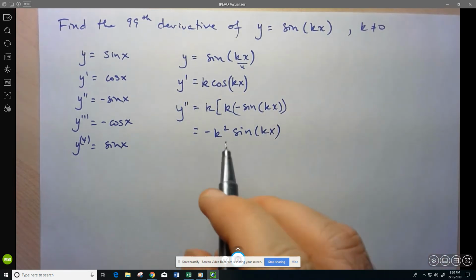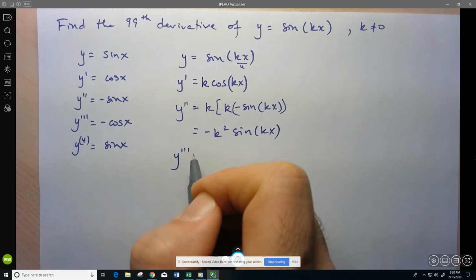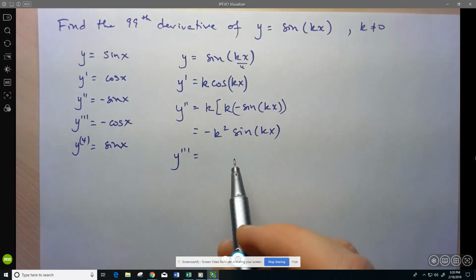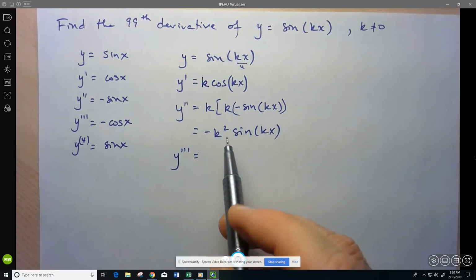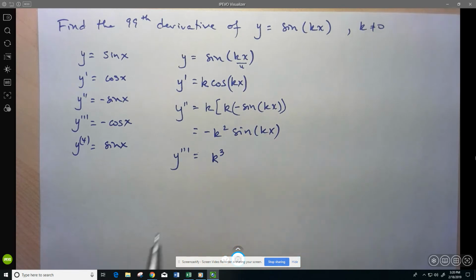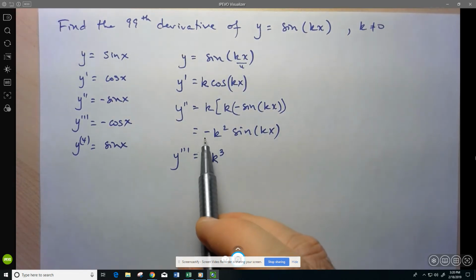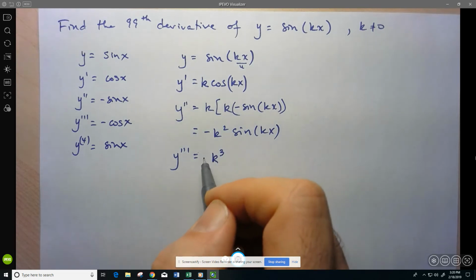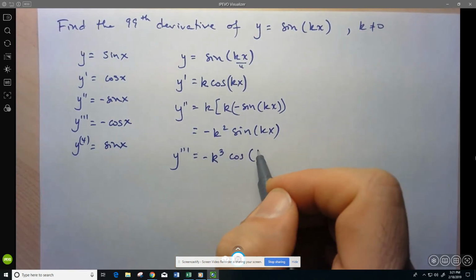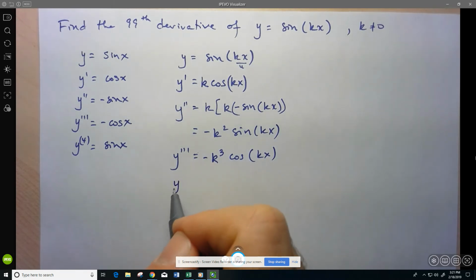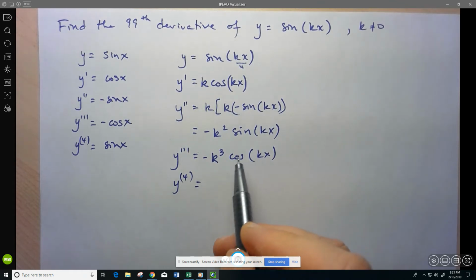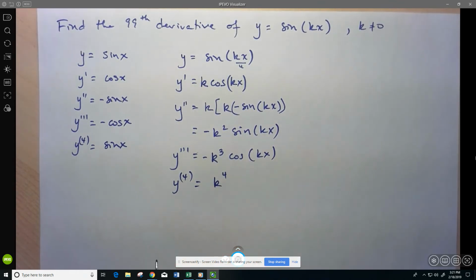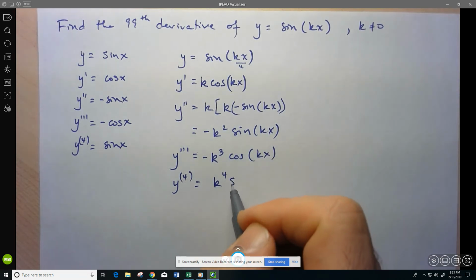And hopefully you're starting to see the pattern, because now when I take the third derivative, what starts to happen is, again, when I take that derivative of the inside function, I'm going to get another k factor, so k cubed, okay? The derivative of negative sine is going to be negative cosine, so negative cos of kx. And now let's just do one more derivative just to really show the pattern here. When I take the derivative of that interior function, I'm going to get another k, so k to the fourth. And when I take the derivative of negative cosine, I'm just going to end up with positive sine.